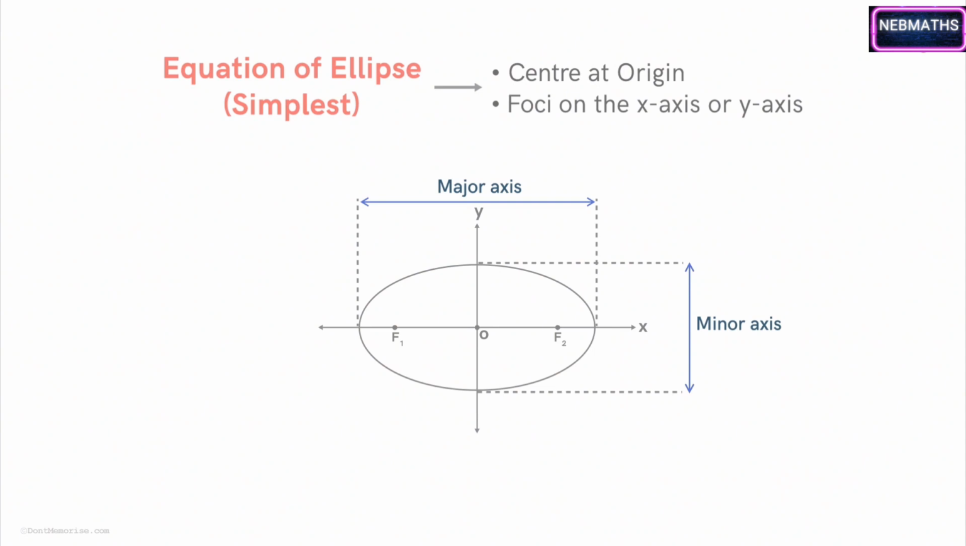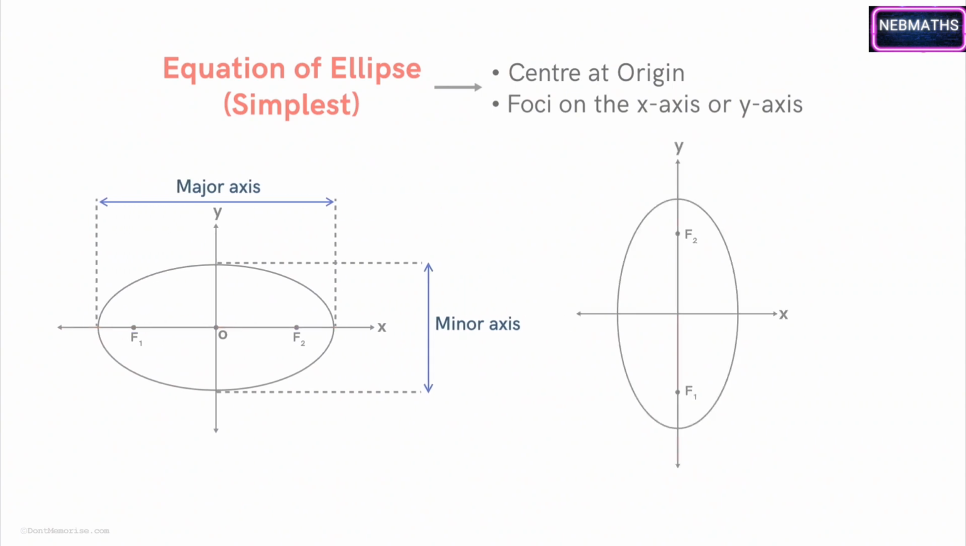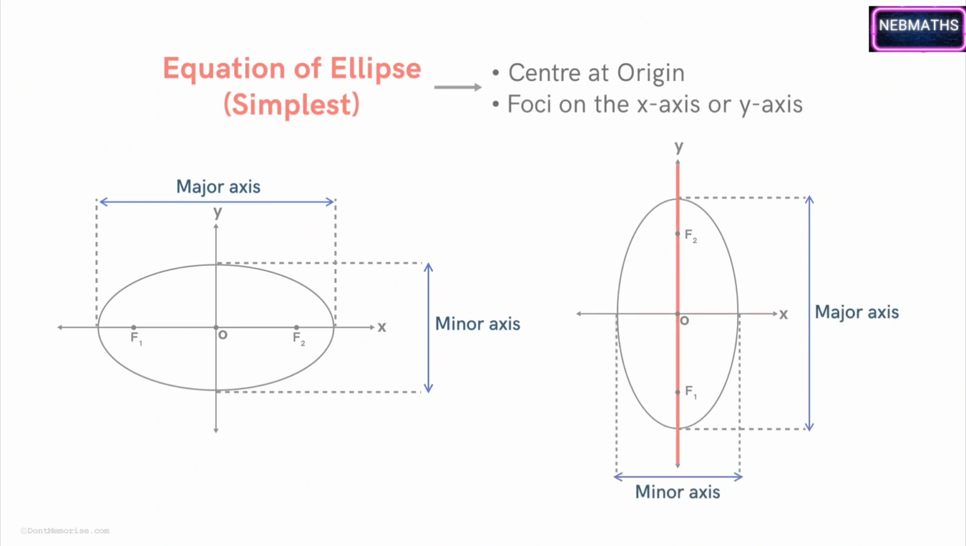This is one of the possible orientations of the ellipse satisfying these conditions. Here the foci are on the x-axis. Another possible orientation is when the foci are on the y-axis and the center at the origin. So here the major axis is along the y-axis and the minor axis along the x-axis. Will there be any more possible orientations of an ellipse satisfying these conditions? No, these two are the only two possible orientations satisfying these conditions. So we will only consider these two orientations.